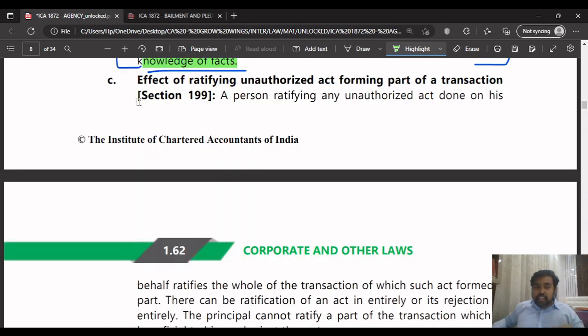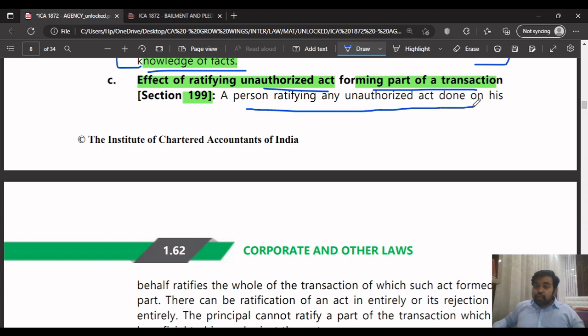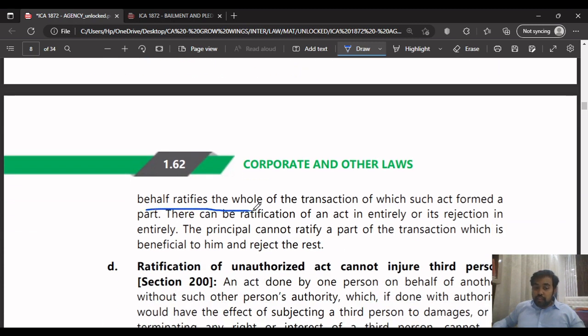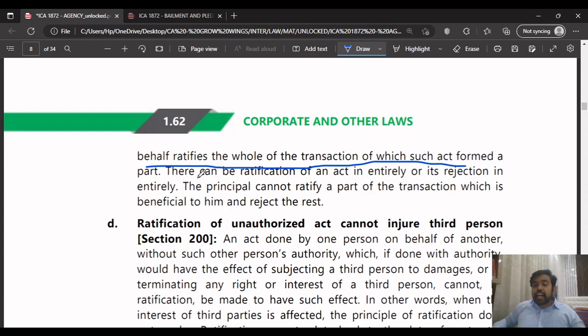The next essential is the effect of ratifying an unauthorized act forming part of a transaction. Section 199: A person ratifying any unauthorized act done on his behalf ratifies the whole transaction of which such act formed a part. There can be ratification of an act in its entirety or its rejection entirely. The principal cannot ratify a part of the transaction which is beneficial to him and reject the rest.